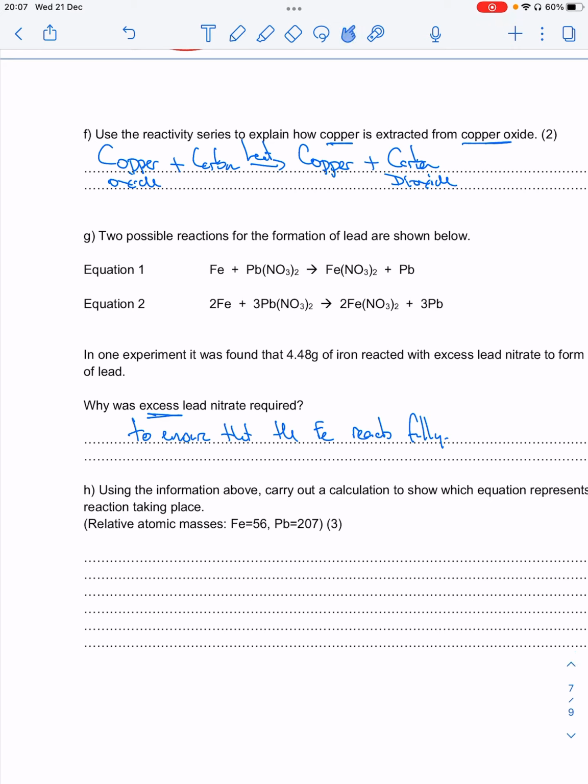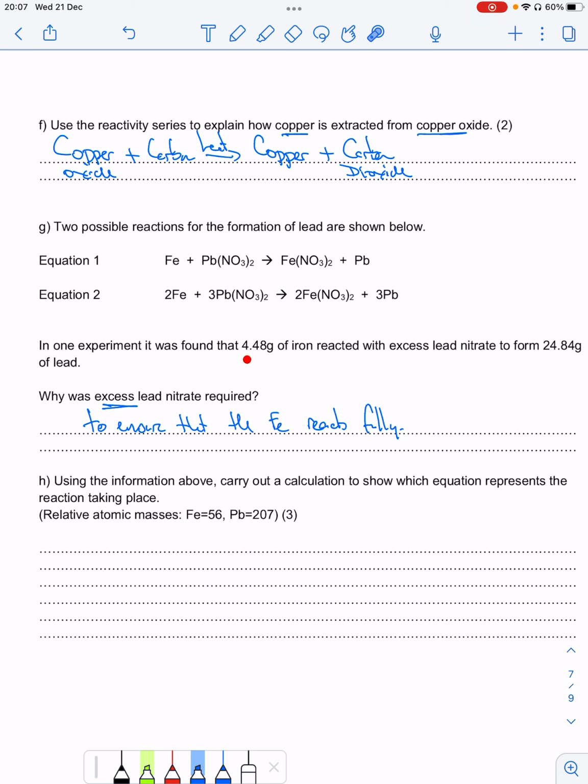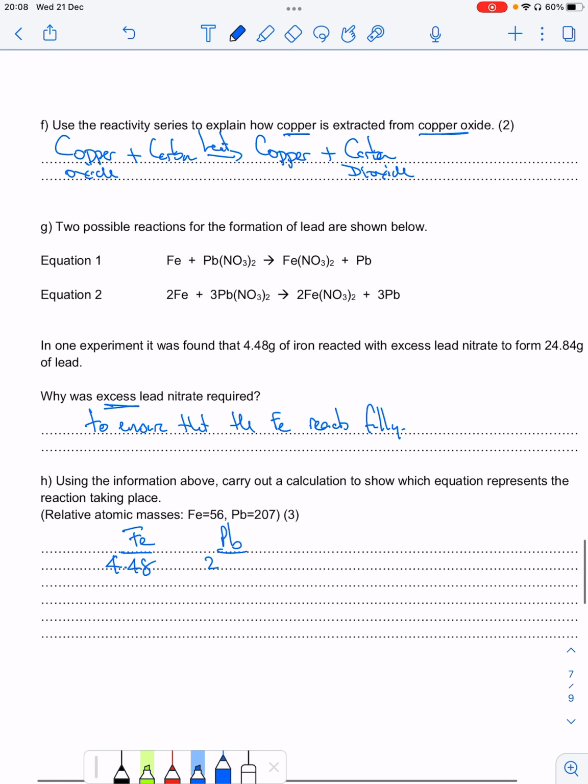Then we've got 2 methods to do this, 2 equations, and it wants us to work out which method is going to be the right method, based on the fact that we've got this amount of iron making this amount of lead. There are different ways to do this. A good way is to take the iron and the lead. I know from the question there's 4.48 grams of this, and there are 24.84 grams of this. So that's the mass.